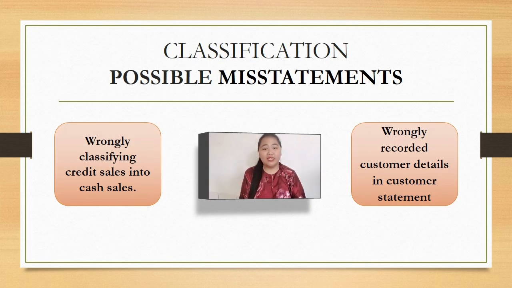As we know, in every transaction we can have a misstatement. So the possible misstatements for this classification assertion are: number 1, wrongly classifying credit sales as cash sales; and number 2, wrongly recording the customer detail in customer statements.